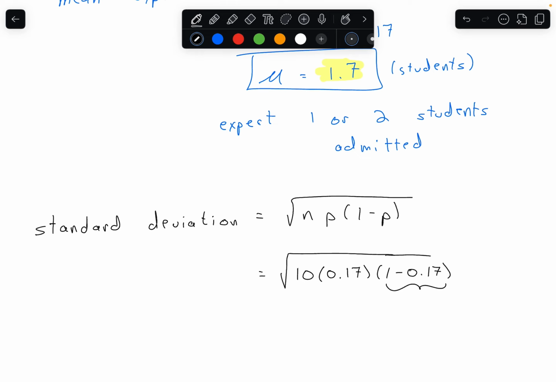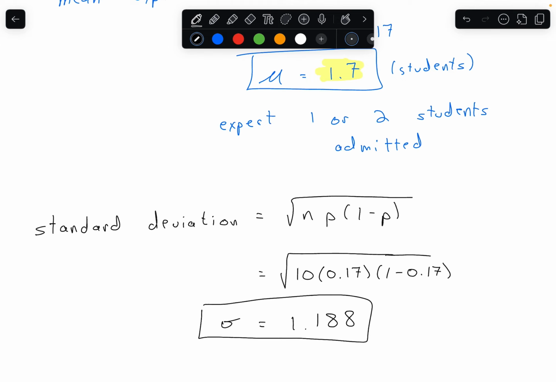Or if you're okay typing this all in the graphing calculator at once, I would just say, please make sure that this part right here is in parentheses, otherwise you will make a mistake. It's an easy way to make a mistake in these problems. But I'm going to grab my graphing calculator and say 10 times 0.17 times 0.83 should give me 1.188 if I round to 3 decimal places here. So this would be my standard deviation is 1.18.